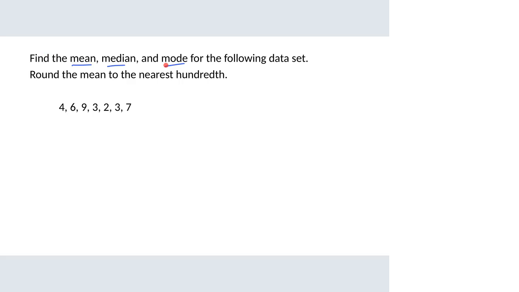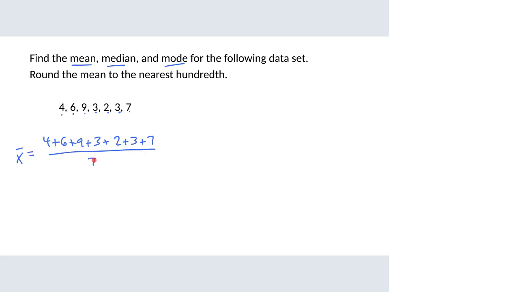First, we'll find the mean. The mean here is what I get when I add them all up and divide by how many there are. So that's going to be 4 plus 6 plus 9 plus 3 plus 2 plus 3 plus 7 divided by, let's see, 1, 2, 3, 4, 5, 6, 7. I have 7 data points here, so we'll divide by 7. Let me know if you see something that's unclear or doesn't make any sense.